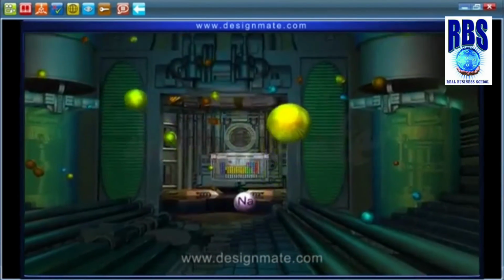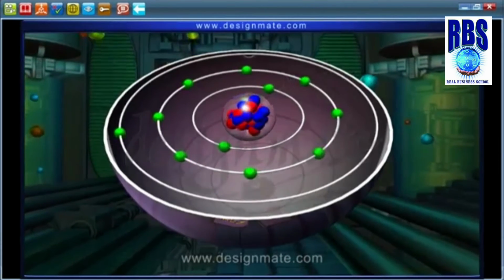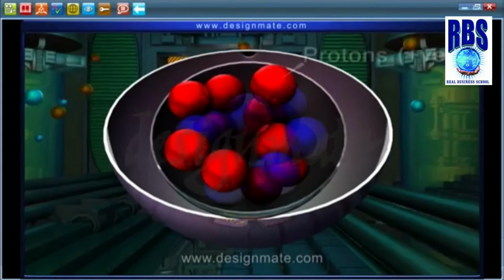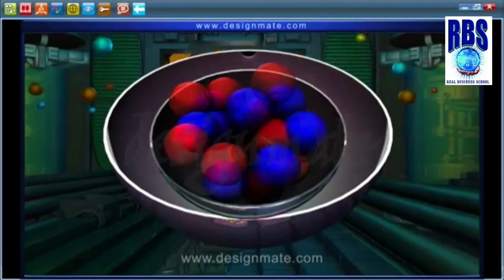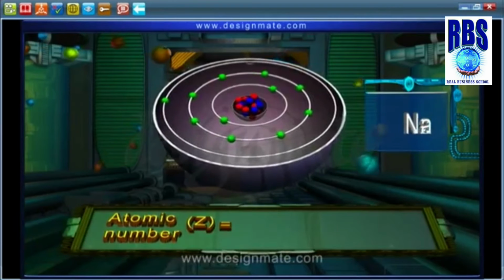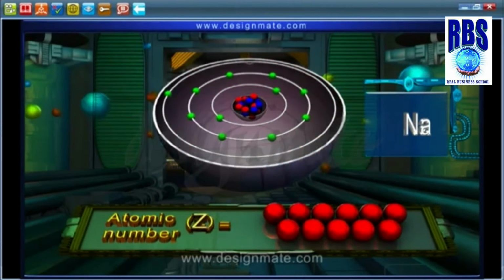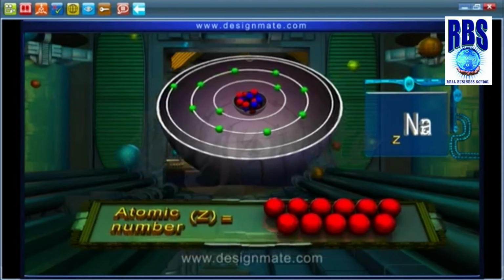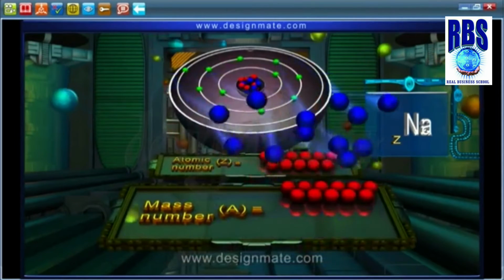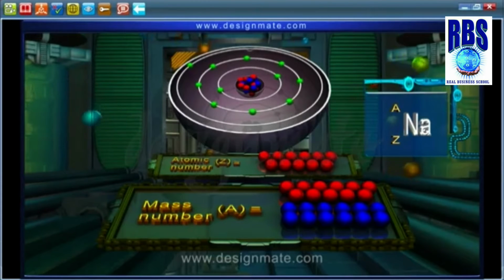We all know that an atom consists of a central part called the nucleus, which contains positively charged protons and electrically neutral neutrons. The number of protons in an atom is called its atomic number and is represented by Z, while the sum of its protons and neutrons is called its atomic mass number, which is represented by A.